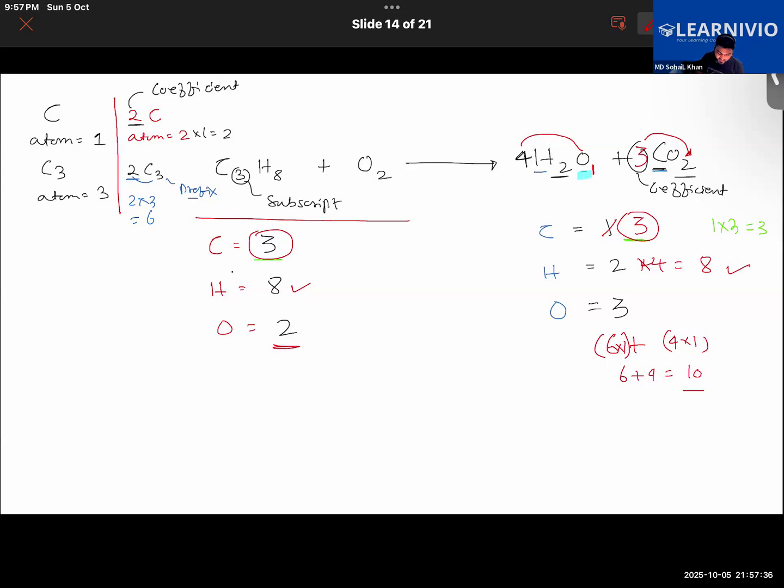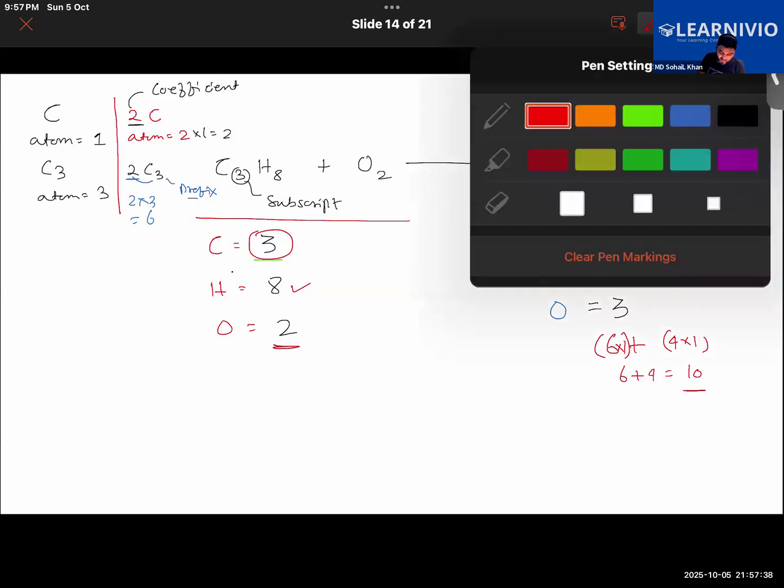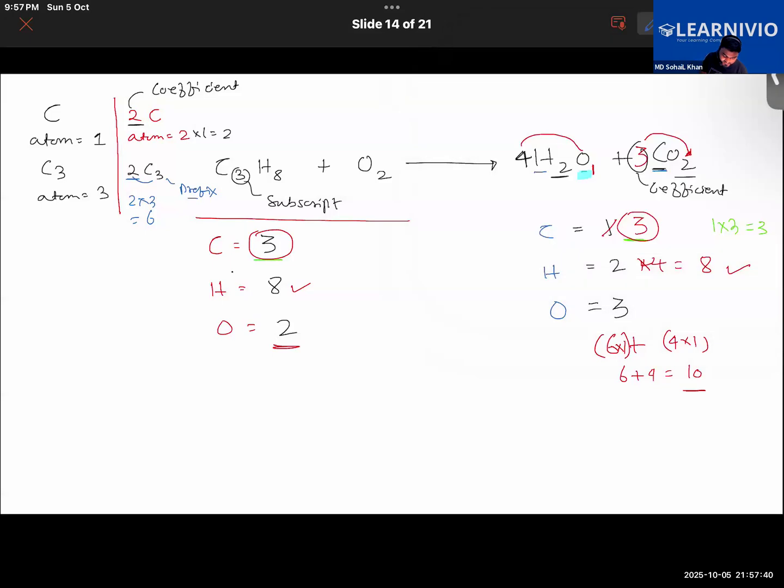Here you have 2, here you have 10. So how about we write 5 here? We multiply this by 5 so that it becomes 10. So there are 10 oxygen atoms on both sides. Getting it, Halima, what I'm trying to say?